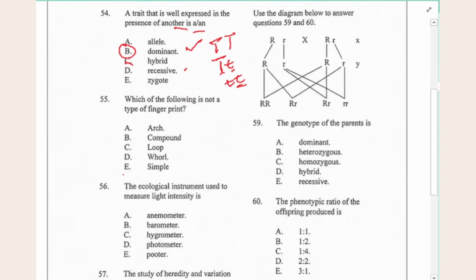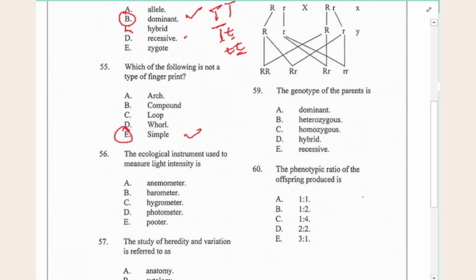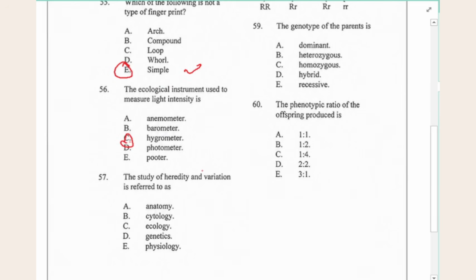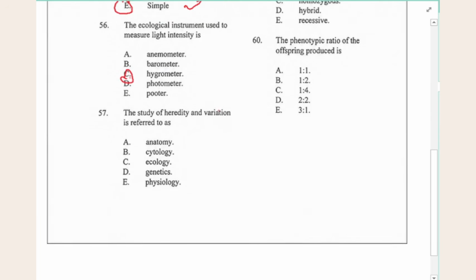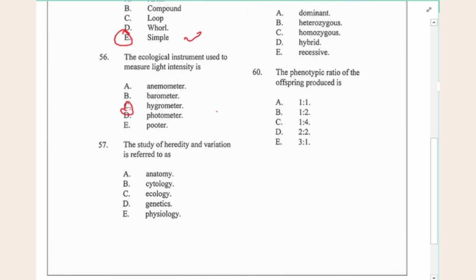Which of the following is not a type of fingerprint? So the correct answer here is simple. There is no simple fingerprint. The other ones are established forms. Okay, and then 56, the ecological instrument used to measure light intensity is the photometer. Okay, option D. Anemometer, barometer, hygrometer, photometer. You need to know what they measure, so check that out in a coming exam.